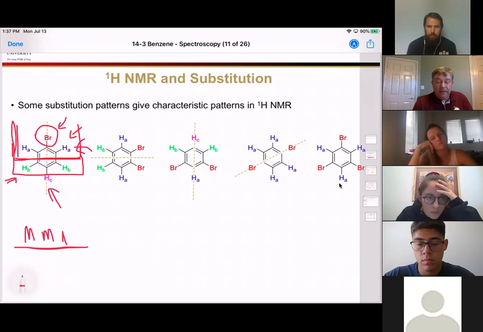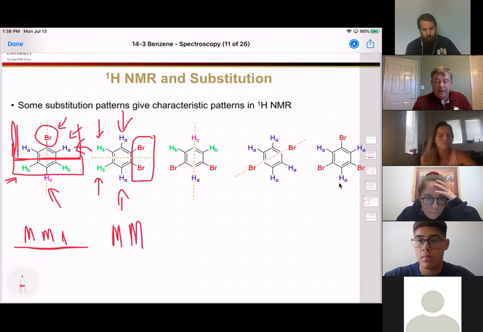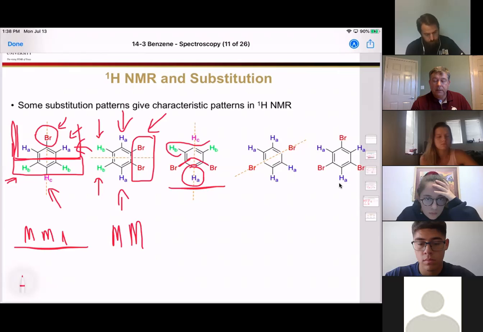Now, if we have a symmetrically substituted system right here, where we have an ortho di-substituted system, we end up having these 2 protons be the same, and then these 2 protons being different. So we're only going to have 2 peaks in that ortho di-substituted system, okay? In a meta di-substituted system, where they're 1,3 apart from each other, we now have the proton in the middle is different than the protons that are next to the substituent, and it's different from here. So we're going to end up getting a different splitting pattern from those systems.